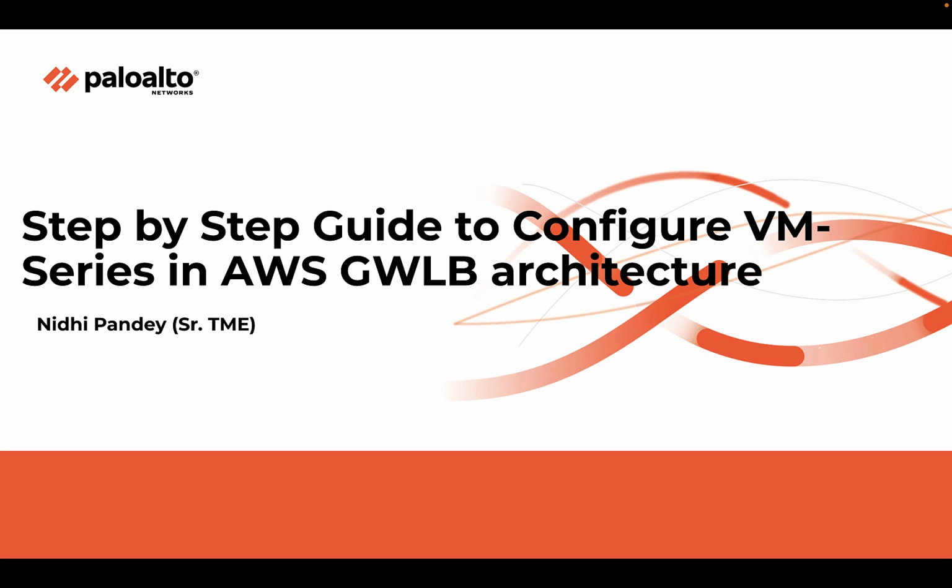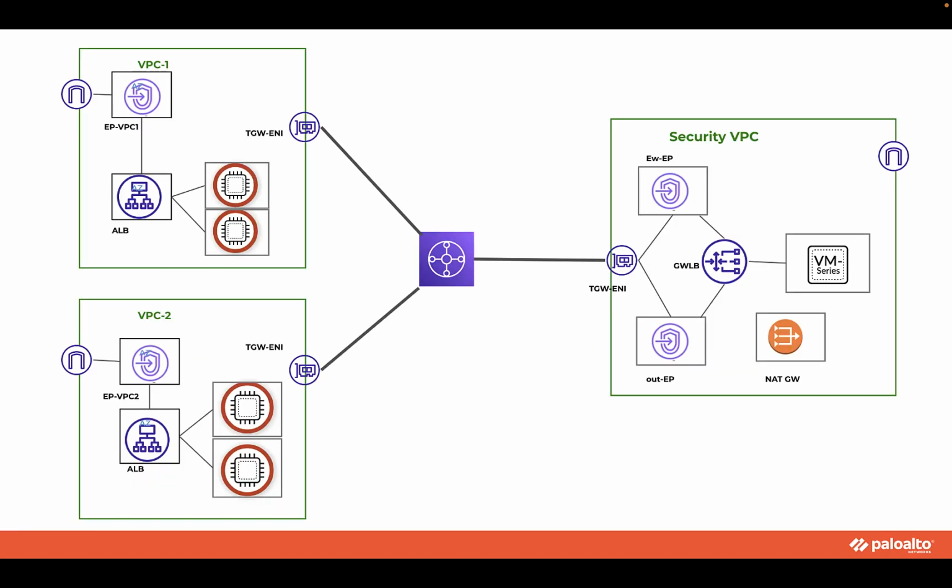In this video, we will talk about how to build a centralized security architecture with AWS Gateway Load Balancer and Palo Alto Networks VM series firewall to provide security controls for your inbound, outbound, and east-west traffic flow. To start with, this is the architecture which we are going to build.